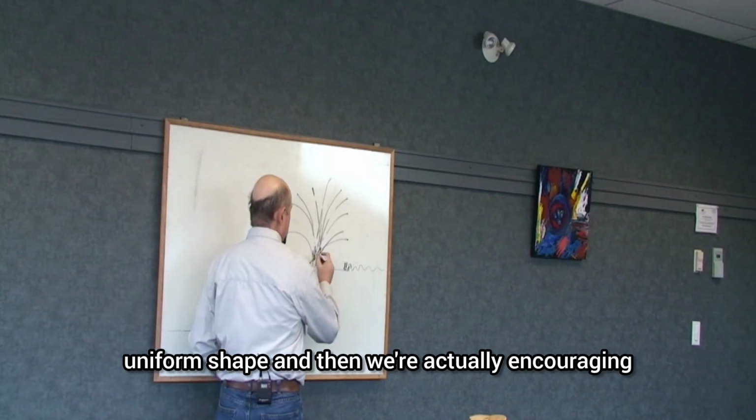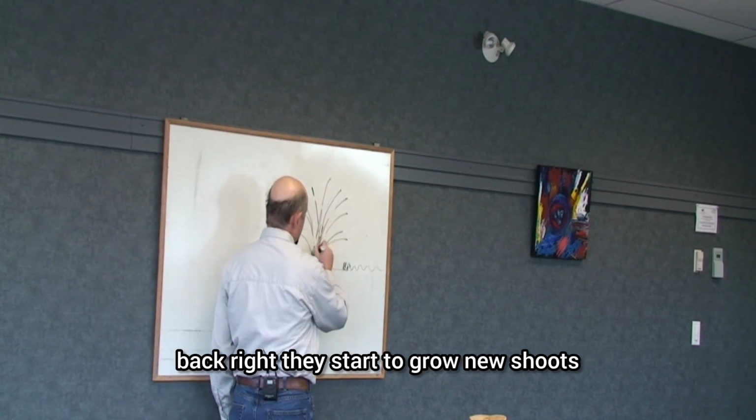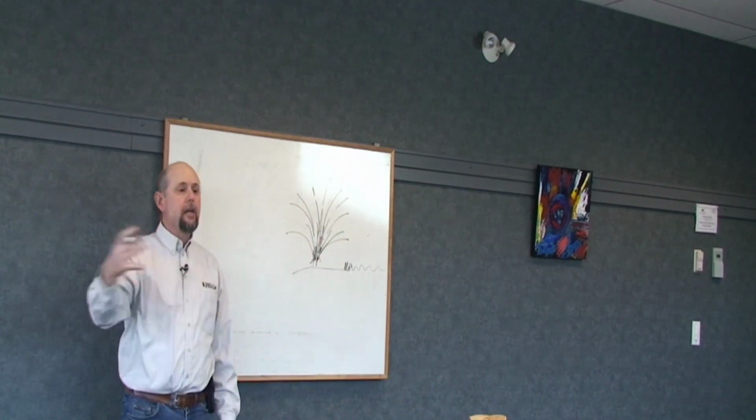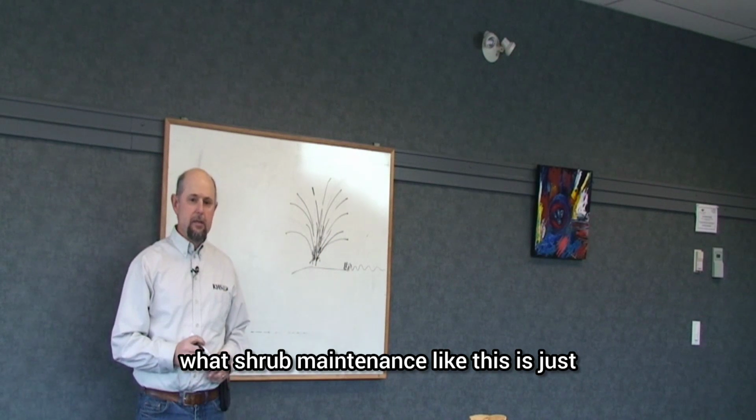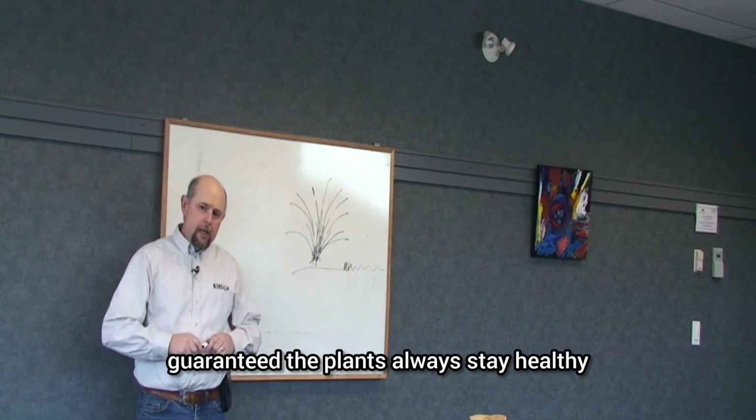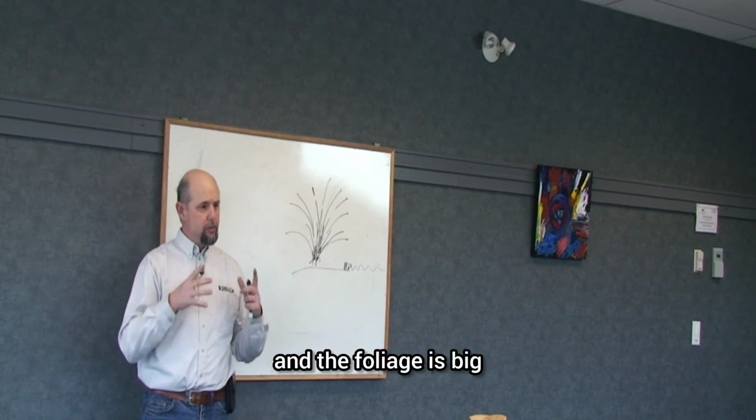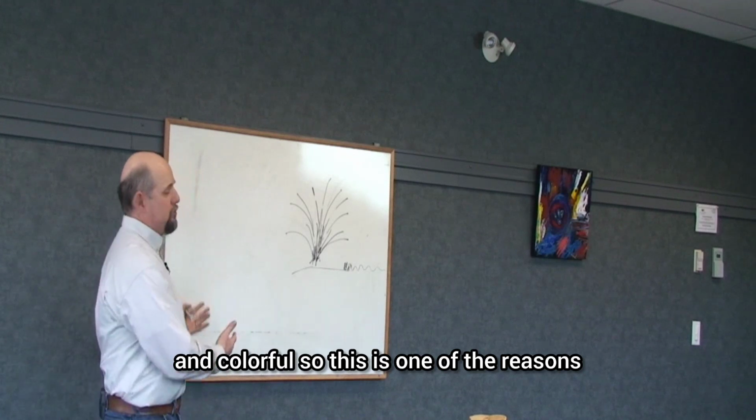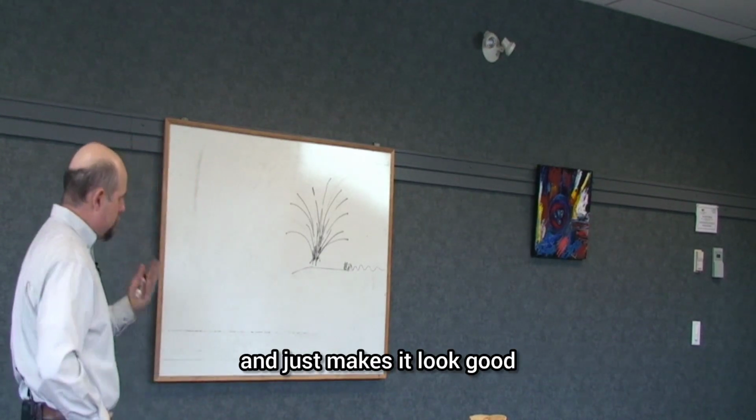And then we're actually encouraging, on those big stumps we cut off, they sucker back. They start to grow new shoots and they start coming up on the inside for the next year. Those are your replacements. So you see, shrub maintenance like this is just guaranteed. The plants always stay healthy and they always look good and the foliage is big and colorful. So this is one of the reasons we prune: to encourage that young vigor. It's healthy, gets rid of the disease and just makes it look good.